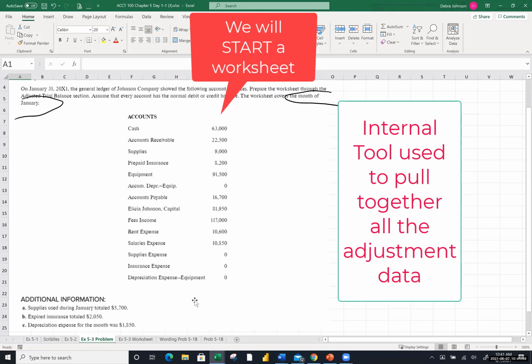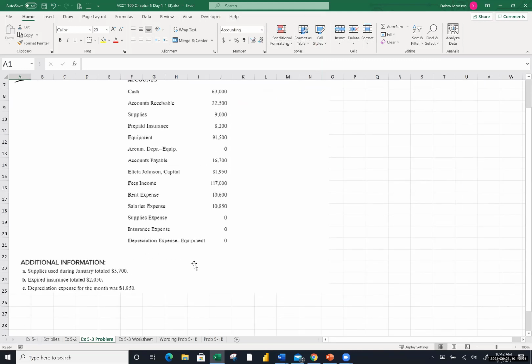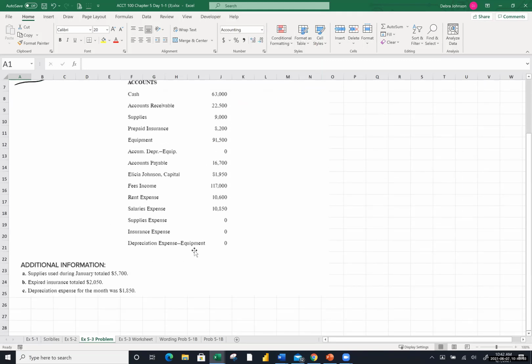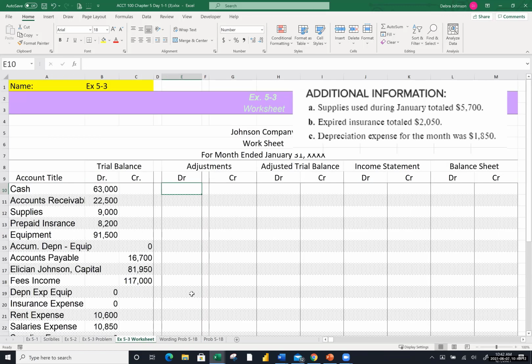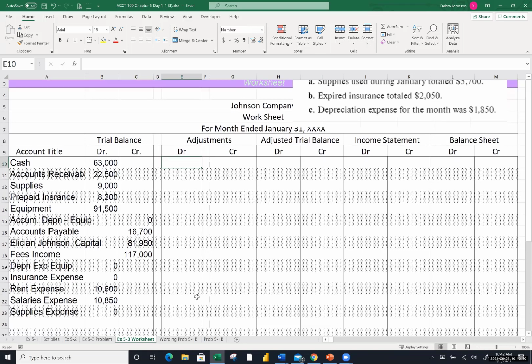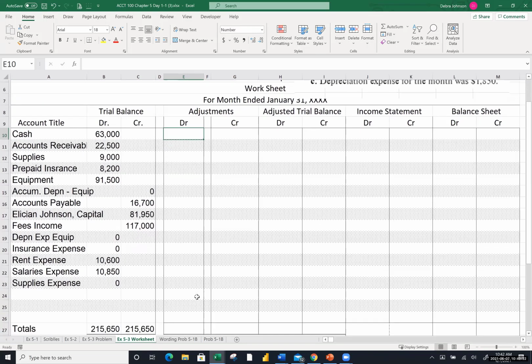And they give us these accounts. And then they give us the information we're going to need to make the adjustments. So right before class started, I kind of snipped this adjustment information and pulled it over to here so I wouldn't be going back and forth. So this is a 10-column worksheet. It's a little bit intimidating because we're still getting used to working with 2 columns.